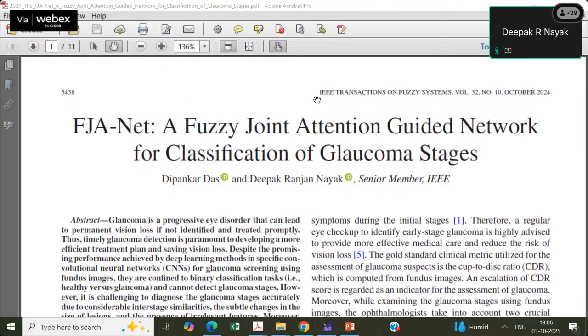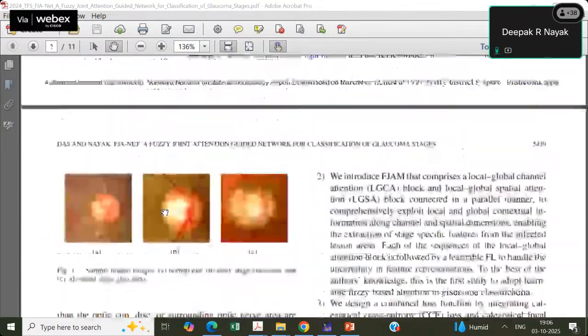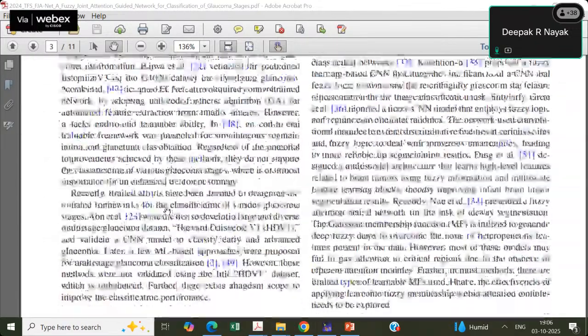Where we have introduced something called a fuzzy joint attention block. We have introduced a fuzzy concept to deal with the uncertainty that is present within the feature map, whatever we are learning from the retinal fundus images. If you want, you can go through it. This is with my PhD scholar, and I must acknowledge him, Deepankar Das, who is currently working on this problem statement.